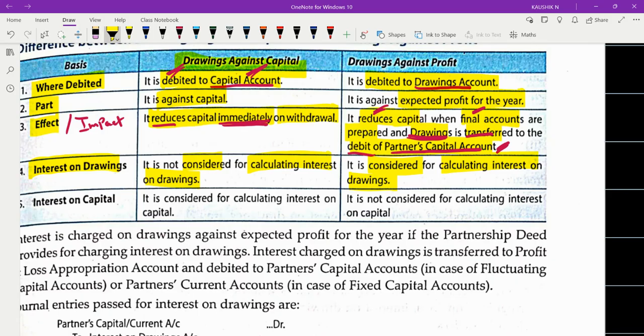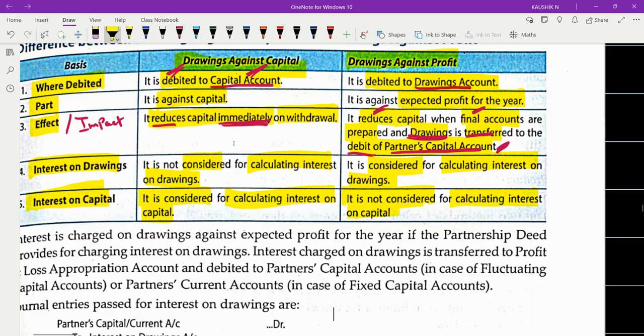The final concept, interest on your capital. It is considered for calculating the interest on capital because when you make the drawings against your capital, definitely your capital balance will change accordingly, and when you calculate interest on the capital, it needs to be considered. On the other hand, since you have done the withdrawal against your profit, it need not be considered. It is not considered for the calculation of interest on capital. Hope these points are clear to you.